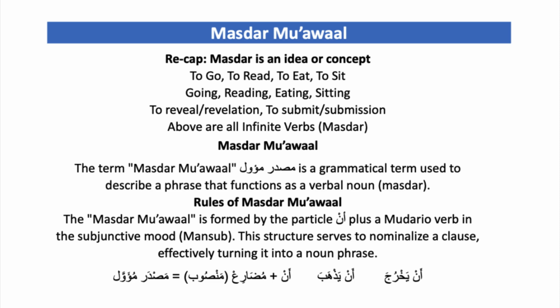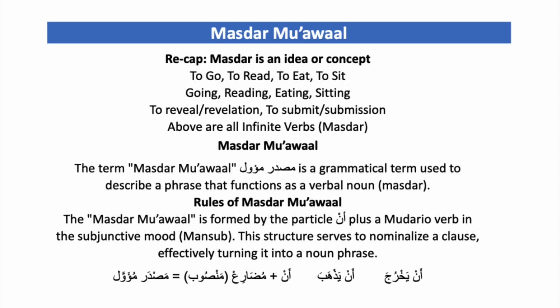So let us make this very clear. Masdar equals one word, for example, writing, reading. Masdar Mu'awwal equals a phrase, an plus verb, but both represent the idea of an action. So whenever you see an plus fi'l mudari, do not treat it just as a verb phrase. Instead, ask yourself, is this acting like a noun in the sentence? If yes, then this is a Masdar Mu'awwal.